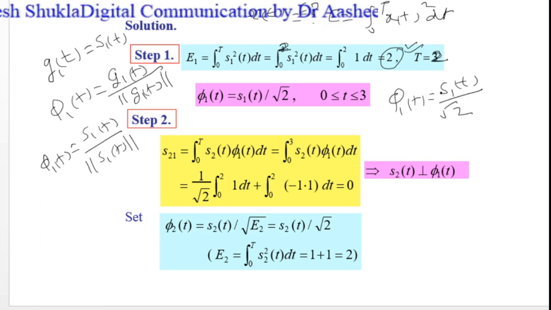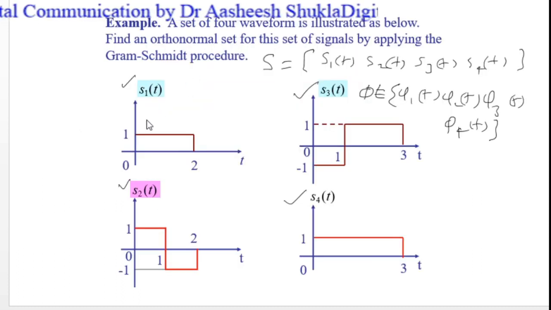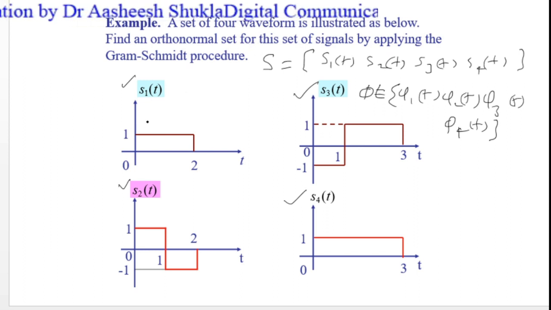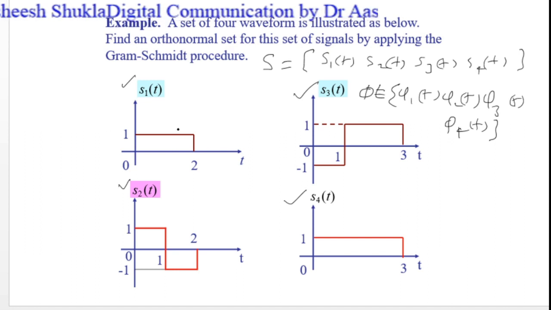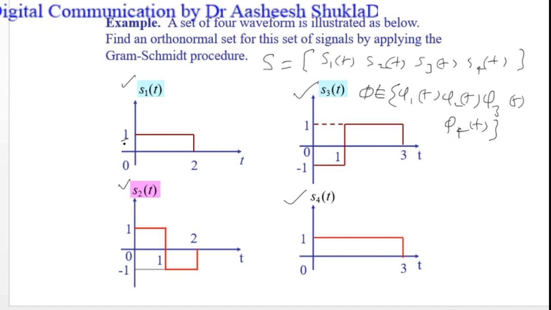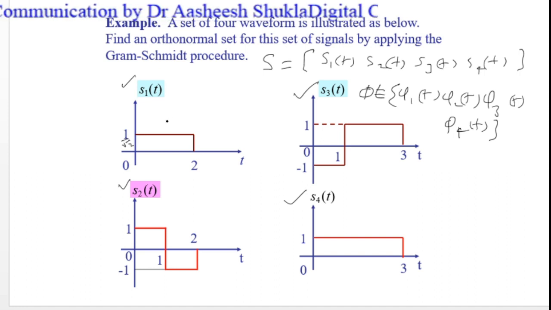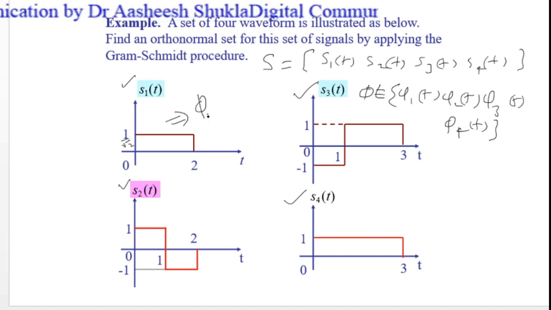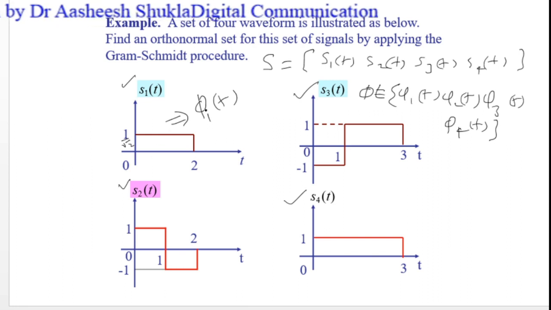Now if we want to draw the waveform of phi 1(t), we can again see here that the waveform of phi 1(t) is basically the same as s1(t), but the amplitude will be 1 by root 2. So if we make the amplitude 1 by root 2, this whole waveform will become the waveform of phi 1(t), because phi 1(t) is what?